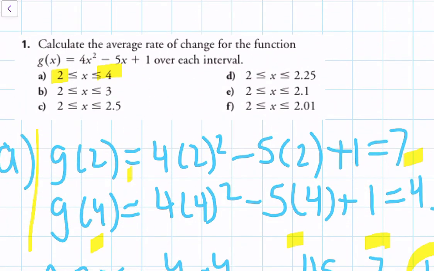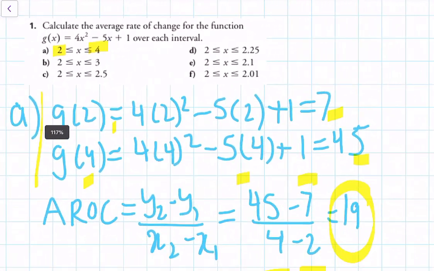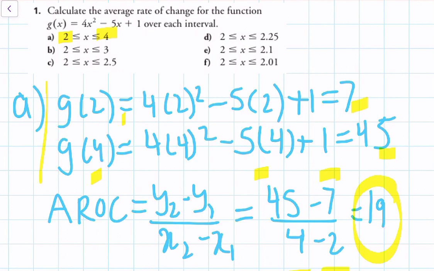So now let's look at some examples. The first one is: calculate the average rate of change for the function g of x equals 4x squared minus 5x plus 1 over each interval. So the first step is you're going to want to find the corresponding y values to the x values you're given. So you have x equals 2 and x equals 4.